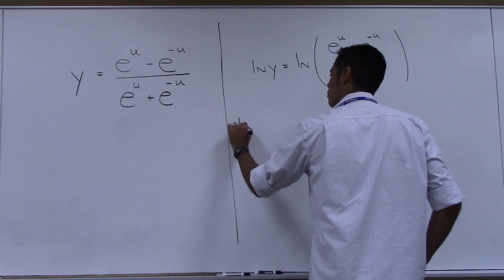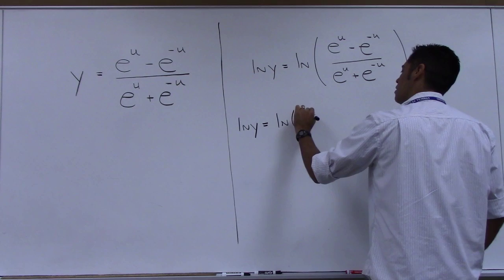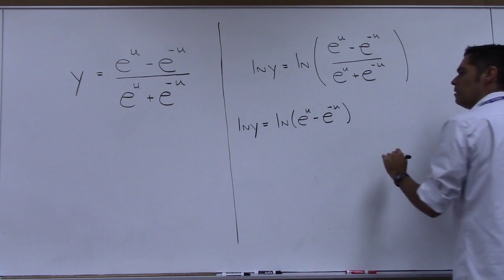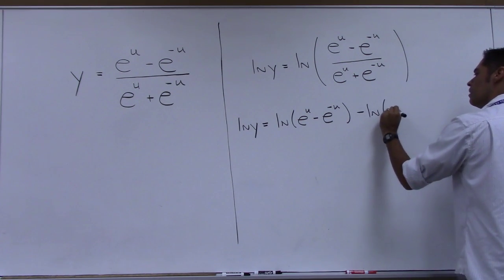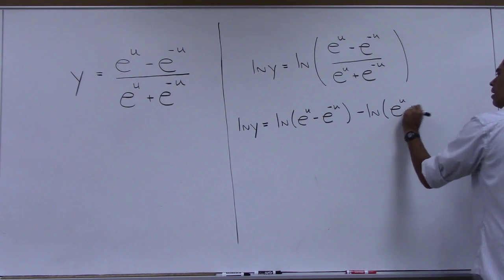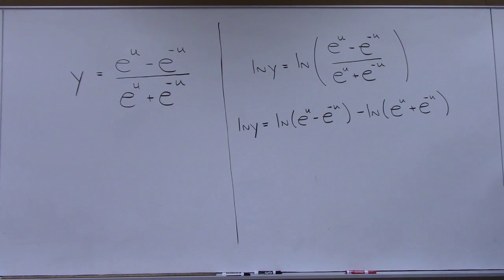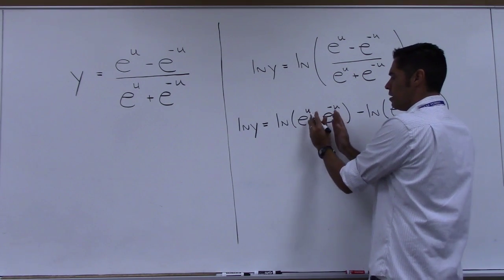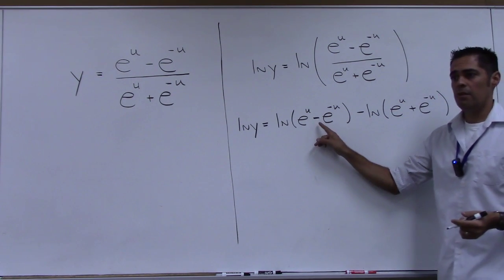So the left side is natural log y. I'm not going to touch that. Then natural log of e to the u minus e to the negative u, then minus natural log of e to the u plus e to the negative u. Right? Now, can I split these two up? Because I have this subtraction in two terms, can I split that into two logs? No. That would only work if it was multiplication in there, wouldn't it?